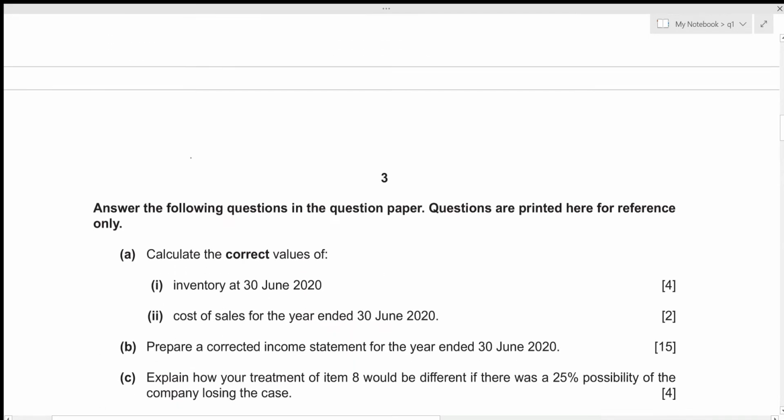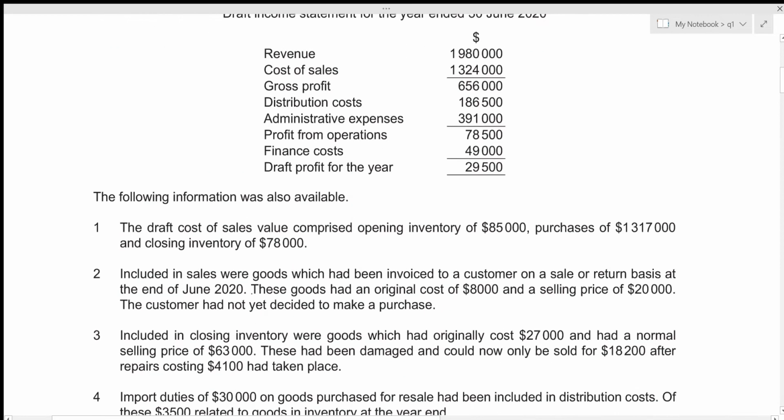For the first part, we need to calculate the correct value of inventory at 30 June 2020. So this is essentially asking us to figure out the value of our closing inventory. Okay, let's have a look above. We are only given cost of sales, so we're not given the value of our closing inventory explicitly in our draft income statement. So let's have a look at our additional information. The draft cost of sales value comprised opening inventory of 85,000, purchases of 1,317,000, and closing inventory of 78,000. So our draft closing inventory is 78,000. So we will start with this draft value of our closing inventory in order to figure out its correct value. Let's write it down.